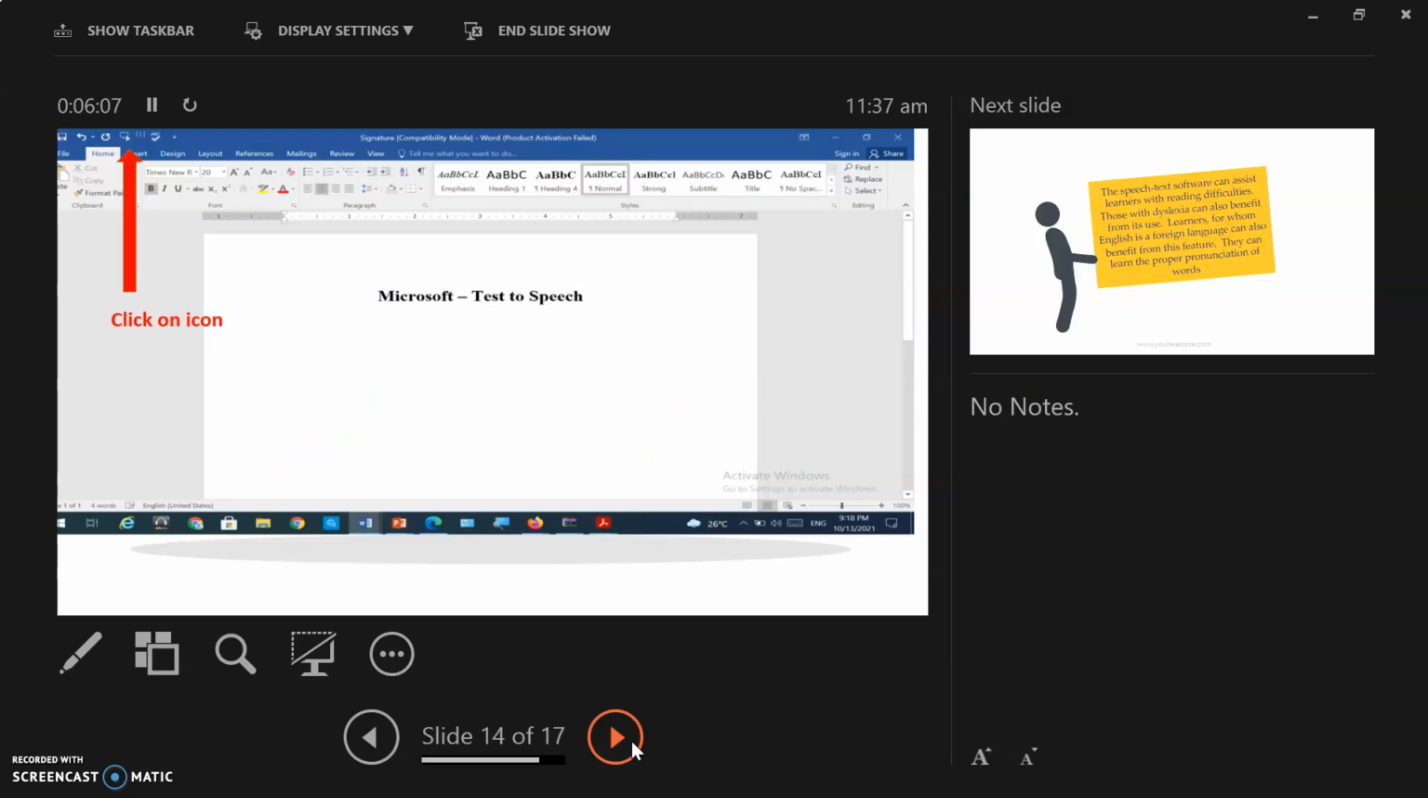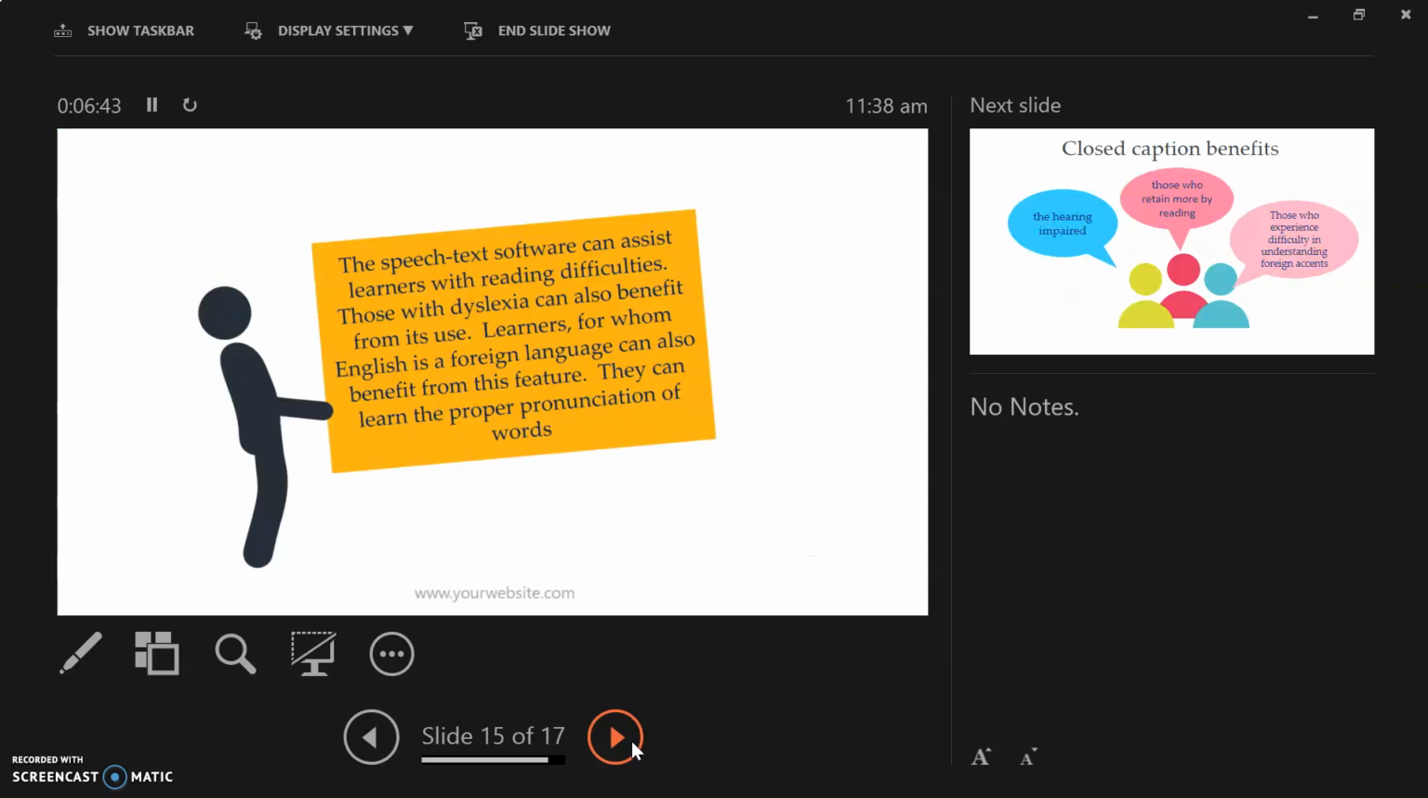So this is a screenshot of a Microsoft Word page, and if you look at where the arrow is pointing to a little icon there, that is the icon that is used to activate the text-to-speech feature in Microsoft Word. So let's pretend that there is text on this page. You highlight it and you click on that icon, and it reads the information to you.